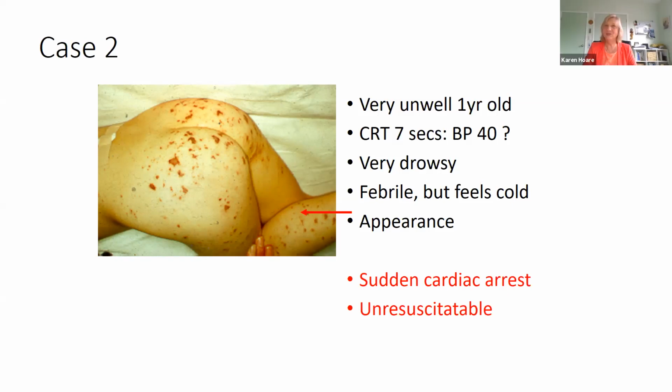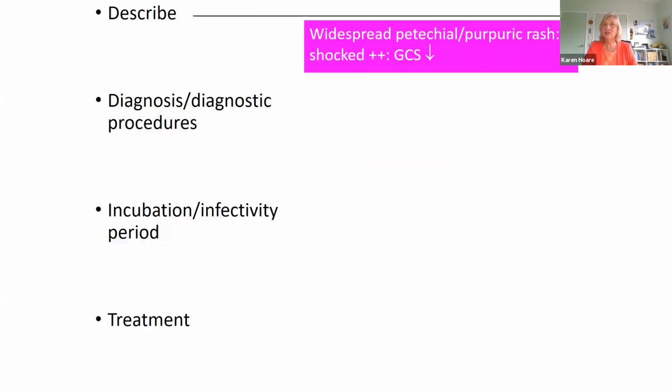Remember last week I told you about the little boy that I sent into hospital within half an hour of the first little spots appearing. He was completely covered in this rash. That child's had a lumbar puncture. Look, you can see the plaster on his back. So describe widespread petechial purpuric rash, shocked, Glasgow coma score.